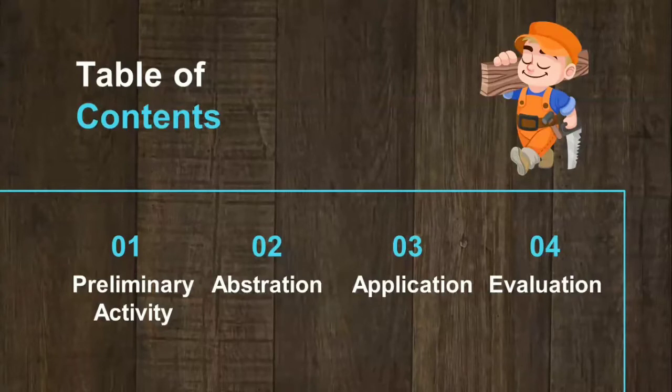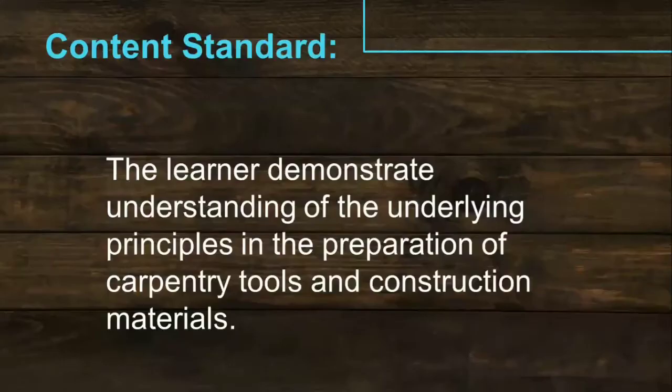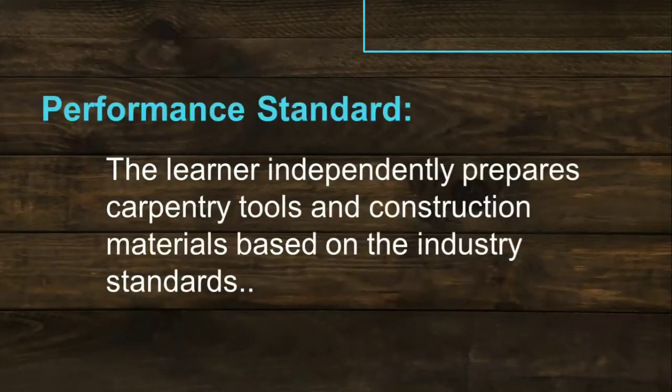Okay, so here is the flow of our discussion for today. May I present to you the table of contents? The first part will be the preliminary activity, followed by the abstraction, then the application, and we will end with the evaluation. For the content standard, the learner will demonstrate understanding of the underlying principles in the preparation of carpentry tools and construction materials. For the performance standards, the learner independently prepares carpentry tools and construction materials based on industry standards.